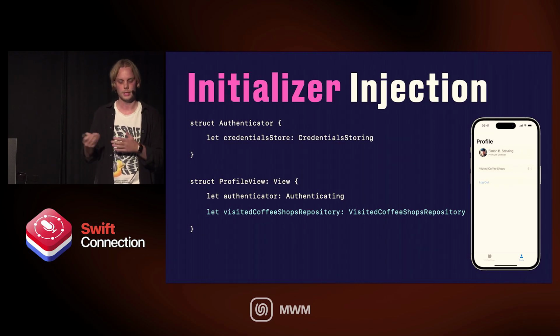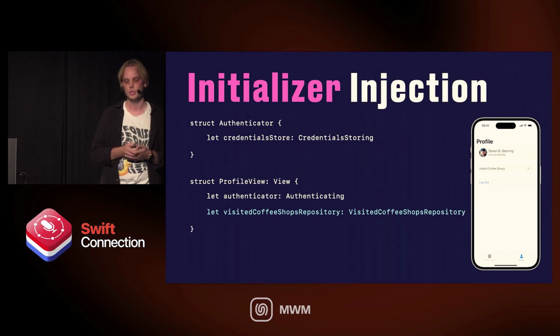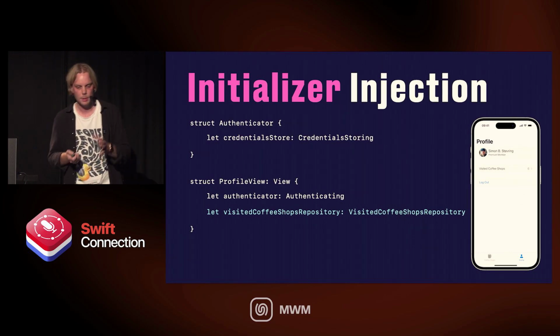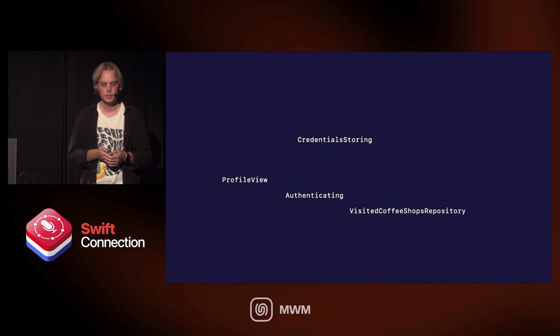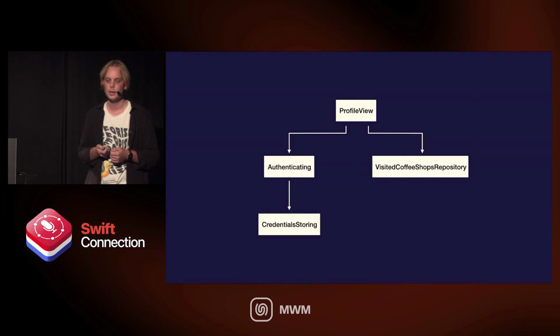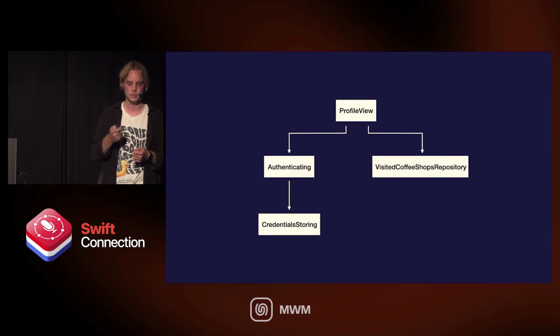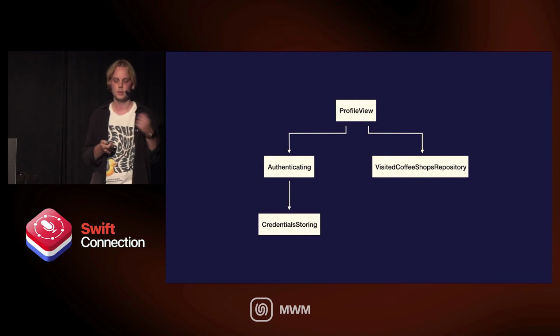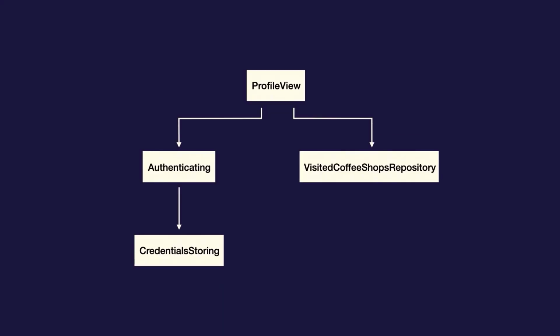That's another protocol that can provide us with the coffee shops that we have visited. So if we squint a bit, we'll see a pattern here. This is really an object graph. Profile view depends on something that conforms to authenticating, which in turn depends on something conforming to credential storing, and then a similar story for our visited coffee shops repository. But this is only part of our app.